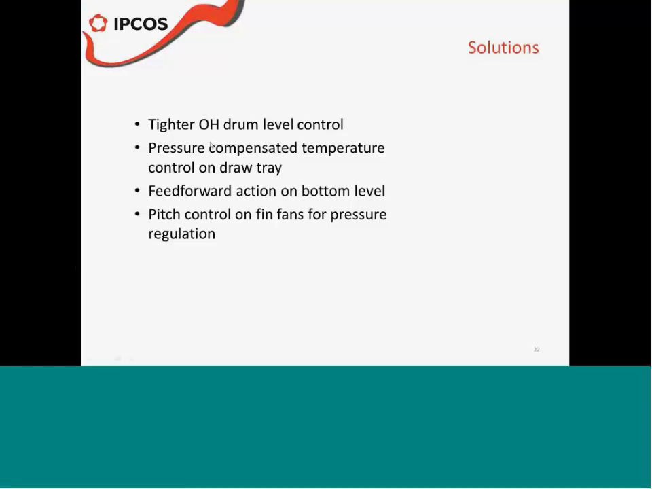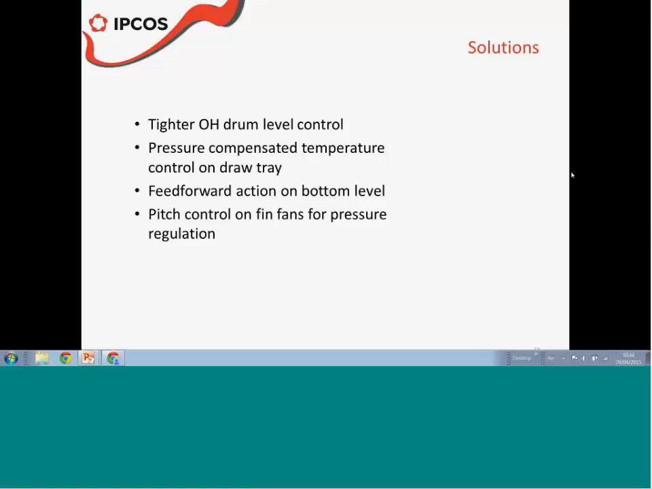So the results of this were that we had a much tighter overhead drum level control just by doing proper tuning. The pressure compensated temperature control on the draw tray, which allowed better impurities separation. Feed-forward action control on the bottom level, as you just said, which stabilized the duty to the column. And the pitch control on the fin fans for the pressure regulation, which allowed us to have much smoother changes in the pressure.